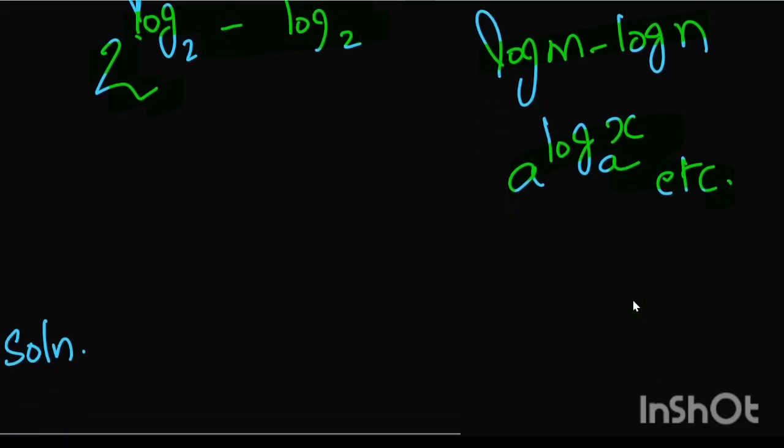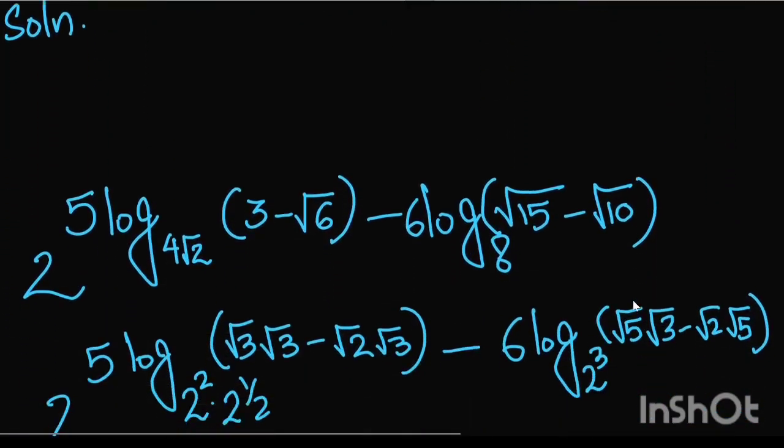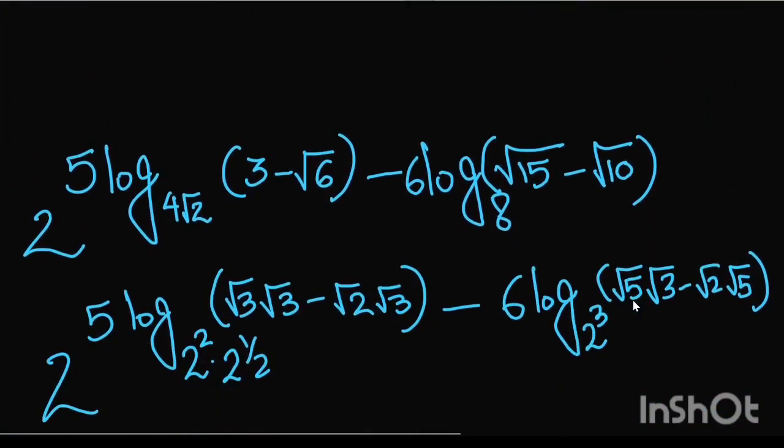So now moving on to the solution part, as I said, we will express it in terms of base 2. So 4 root 2 is expressed as 2 square and 2 to the power half. 8 is expressed as 2 cube. Root 15 minus root 10 is root 5 into root 3 minus root 2 into root 5. So as you can see, root 5 is a common term here. And in the same way, 3 minus root 6 we have written as root 3 into root 3 minus root 2. So you can notice root 3 is common here.